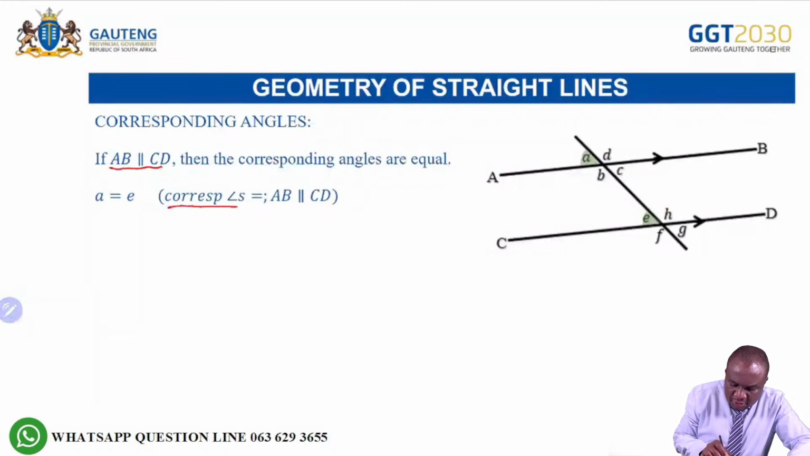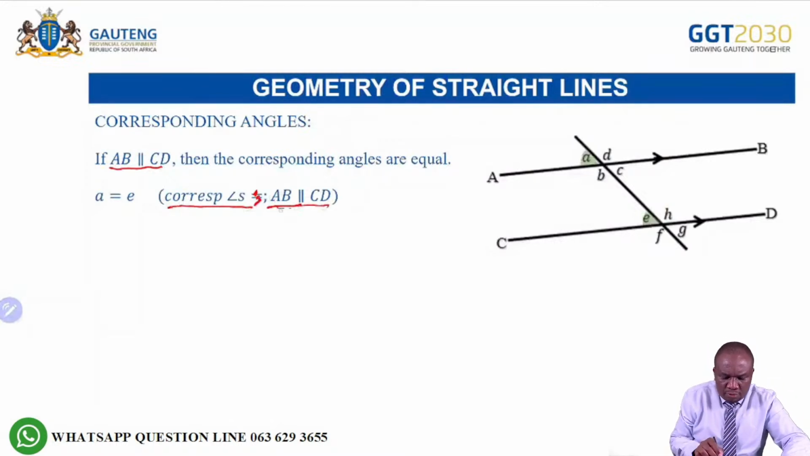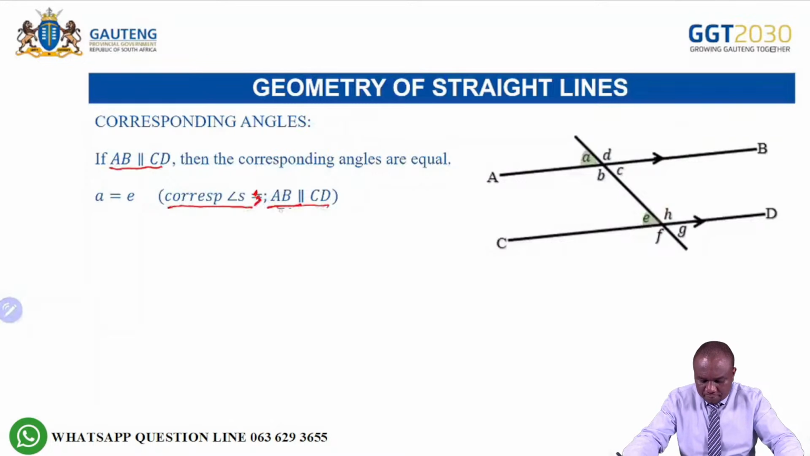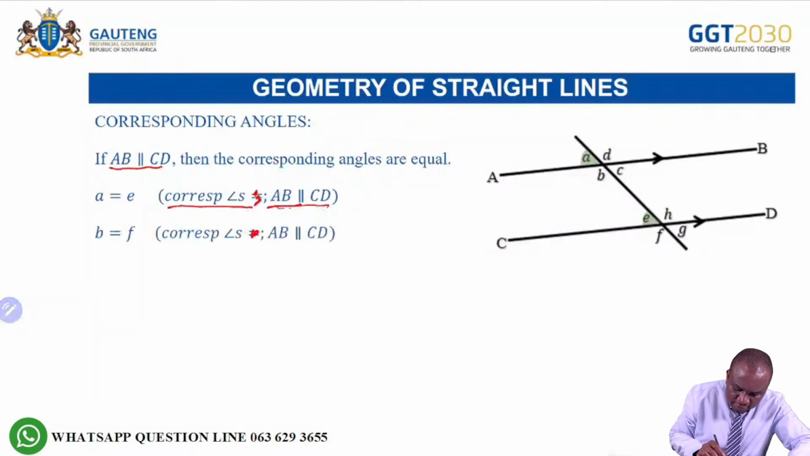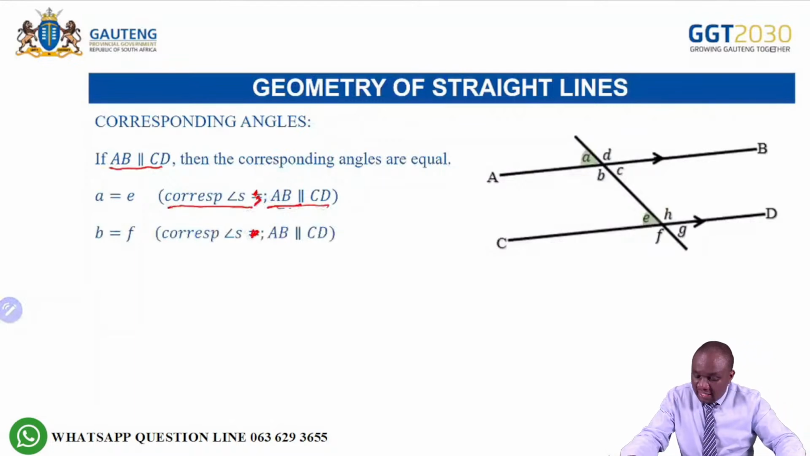We say corresponding angles, and then ignore the equal sign there. Corresponding angles, AB parallel to CD. You have to include the lines that are parallel. Okay. Also here, ignore this. Sorry for that. And then B is equal to F. B goes with F. They are corresponding angles.